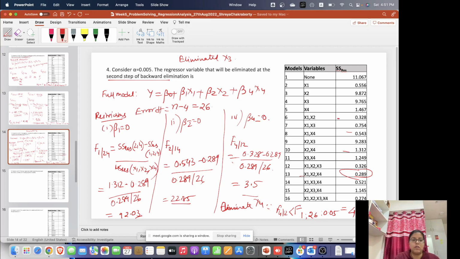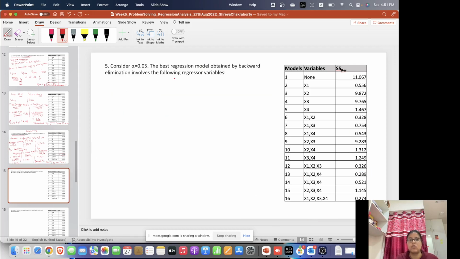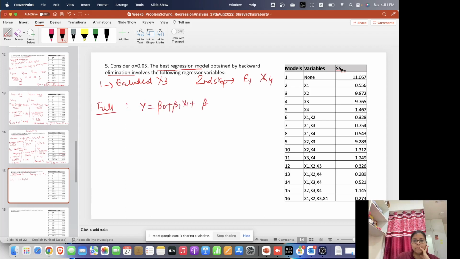Next, we have been asked to find the best regression model by backward elimination. In the previous two steps, in the first step we excluded x3, and in the second step we excluded x4. So now my full model will reduce, and there would be two restricted models: one restricting beta 1 to 0, and one restricting beta 2 to 0.